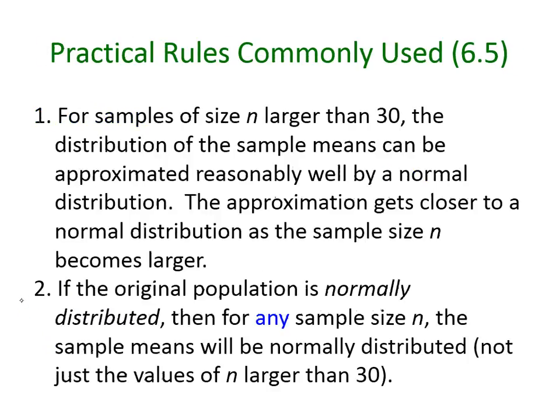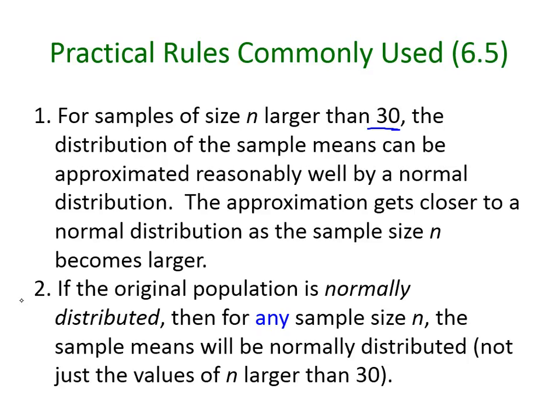So the practical rules that we commonly use. For samples of size n larger than 30, the distribution of the sample means can be approximated reasonably well by a normal distribution. The approximation gets closer to a normal distribution as the sample size n becomes larger. So what we're saying is 30 is, I don't want to call it a magic number, but it's that really key number that we're looking for. If my sample size is 30 or larger, then we can pretty much automatically apply the fact that the mean of those sample means will be this normal distribution, and so we can apply the central limit theorem. If my sample size is smaller than 30, then we have to look at some other possibilities. But if the sample size is 30 or larger, larger is better. The bigger the sample sizes are, the closer it's going to approximate that normal distribution. But 30 is that key number that we're going to look at.